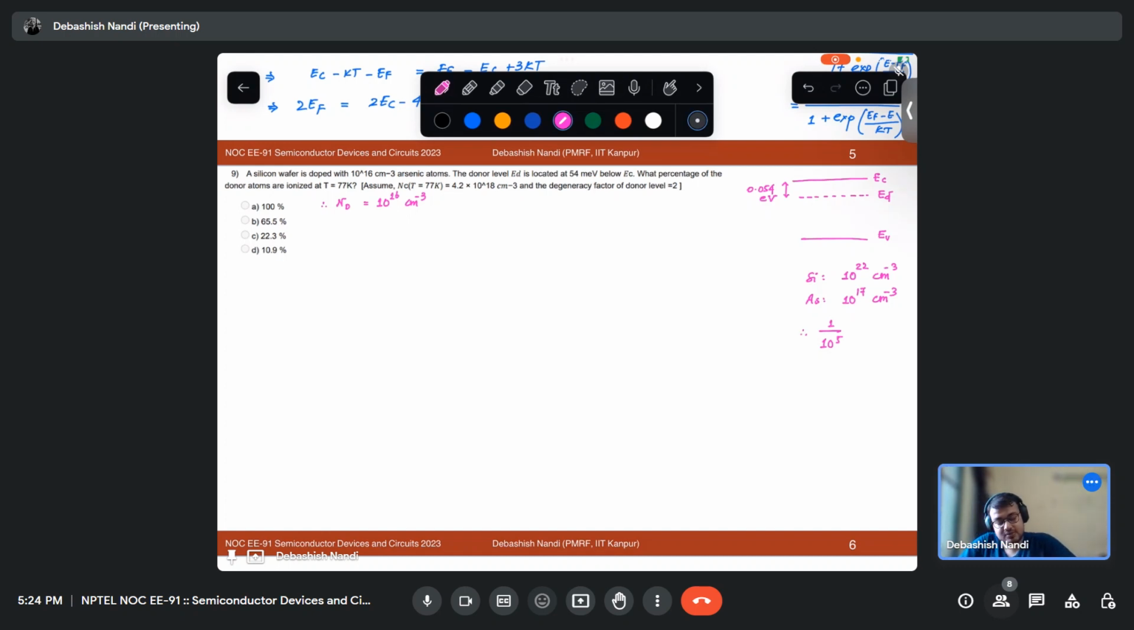Anyway, this is just a recap, okay? So your Nd is given and your Ec minus Ed is told to be 0.054 electron volt. So what percentage of the donor atoms are ionized at 77 Kelvin? By the way, do you have a feeling of this 77 Kelvin? Why are these low temperatures very important? What is the room temperature in Kelvin, by the way?